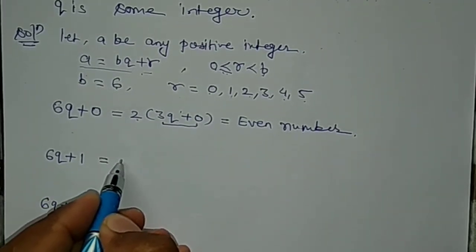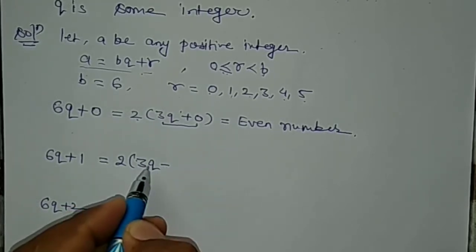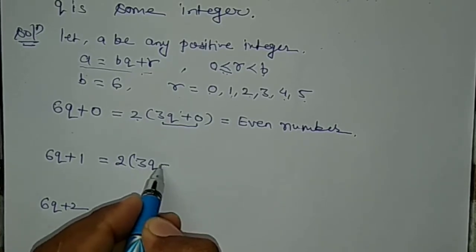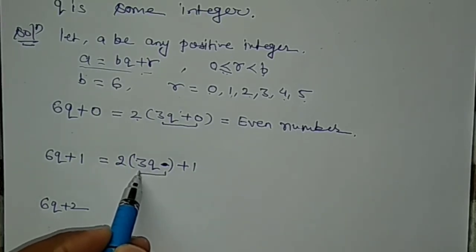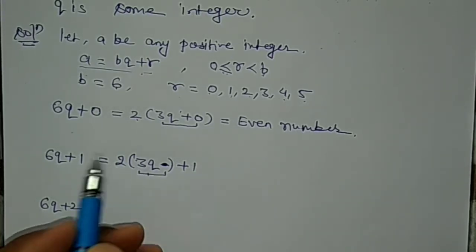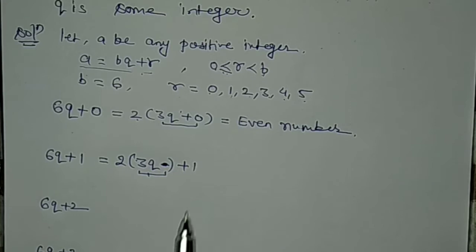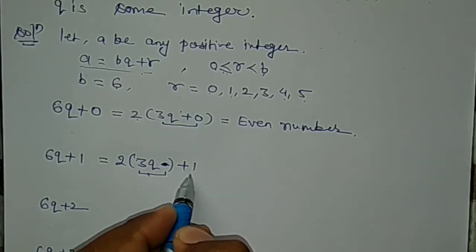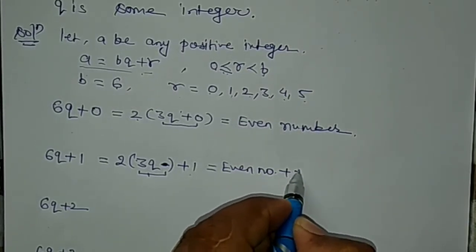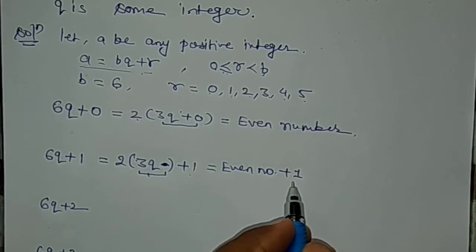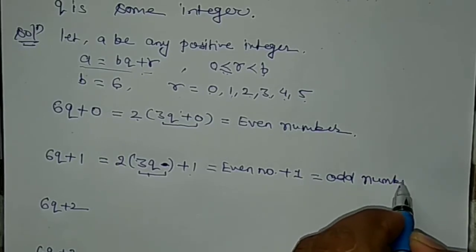Now come to this. We can write 6q as 2 into 3q, and then we can write plus 1 outside. So the number multiplied by 2 is an even number, and an even number added to 1 gives an odd number. Even number plus 1 are consecutive numbers. After every even number an odd number comes, so this is an odd number here.